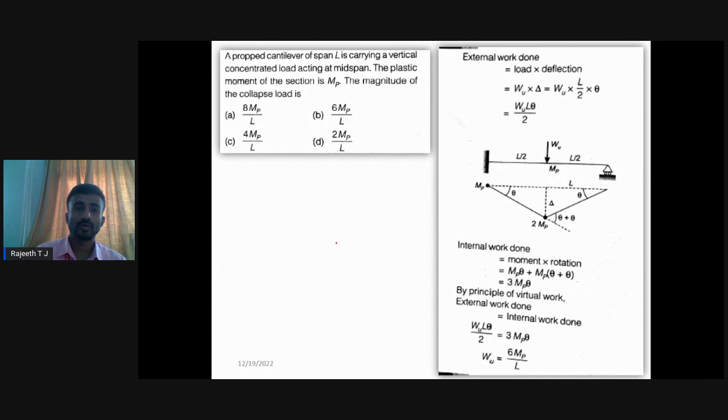This is one more problem, again the propped cantilever beam. We already know this problem, correct? It is the first problem I discussed: carrying a vertical concentrated load acting at midspan, the plastic moment capacity is MP, and the magnitude of the collapse load is 6 MP by L.